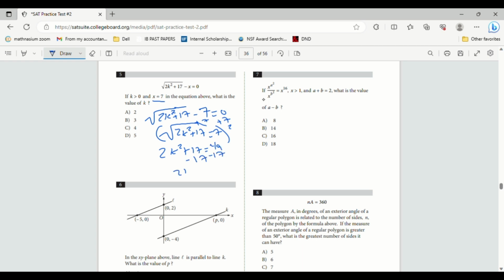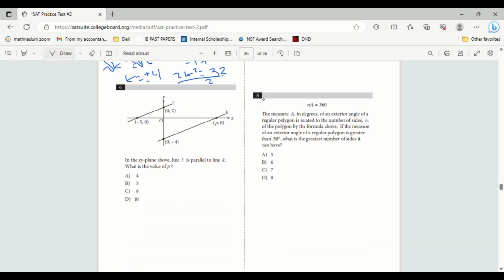2k squared equals 32. Divide everything by 2. We get k squared equals 16. And then finally, square root, k equals plus or minus 4. In this case, it's positive 4, giving us 5 as C.